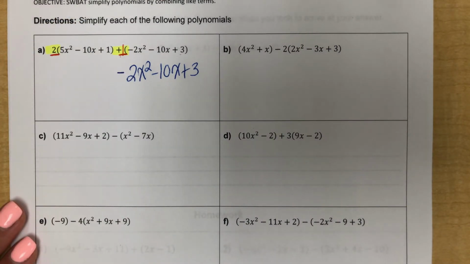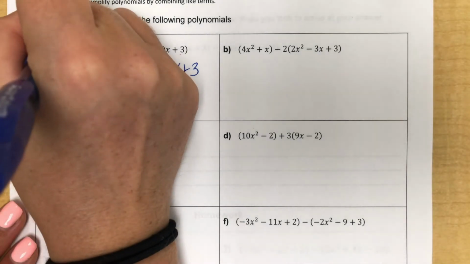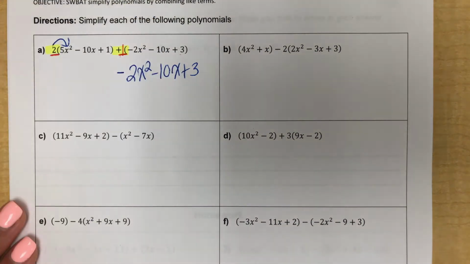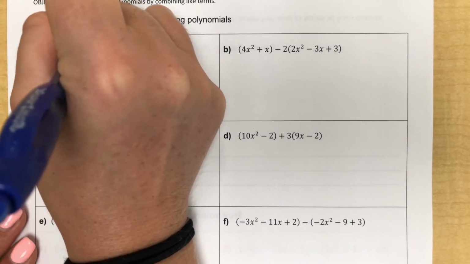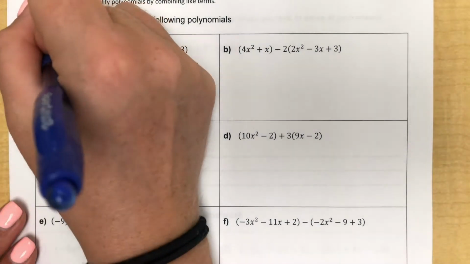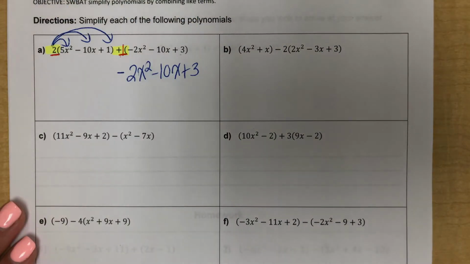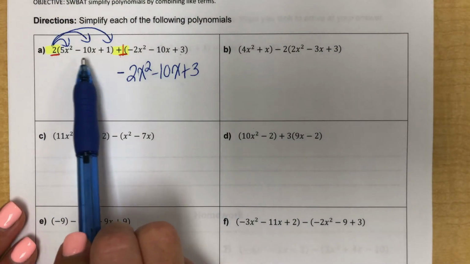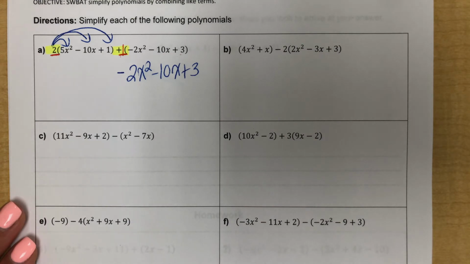Multiplying numbers with 2 is definitely going to change them, so I have to distribute that positive 2. So I'm going to distribute it to the first term, the second term, and the third term. I have to distribute to everything that's inside these parentheses. All right, so here we go.